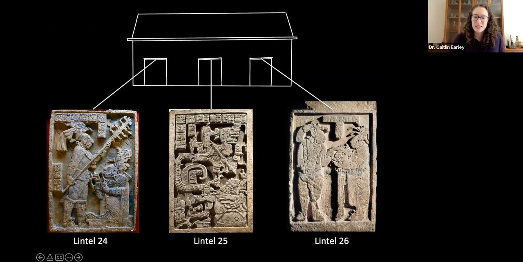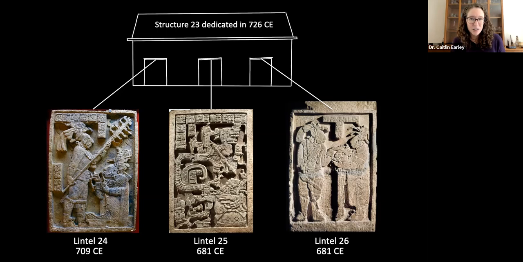The first thing that hints at this are the dates. So all of these lintels were put into the structure to celebrate the dedication of the building in 726 CE. But all of the lintels depict, like the undersides that we're looking at here, a scene that happened in the past. And the glyphs tell us when in the past that happened. So while we started with lintel 24, the glyphs tell us that the earliest scene probably in this series is the one on lintel 26, because this is a scene that happened in 681 CE on the date that Shield Jaguar took the throne. So this happened upon his accession in 681 CE.